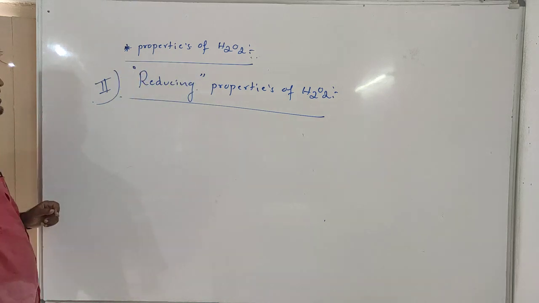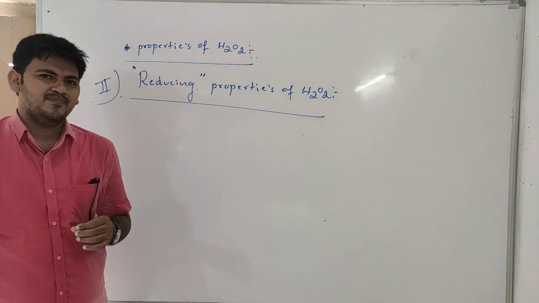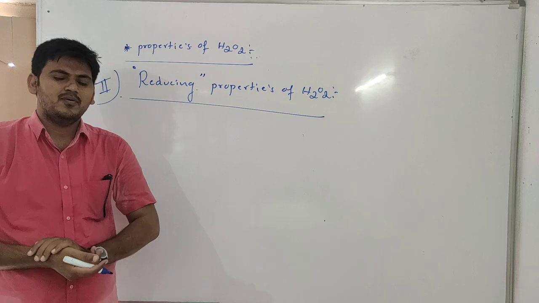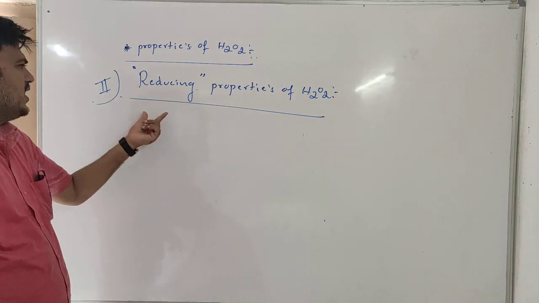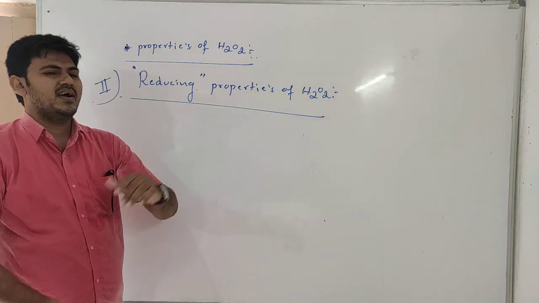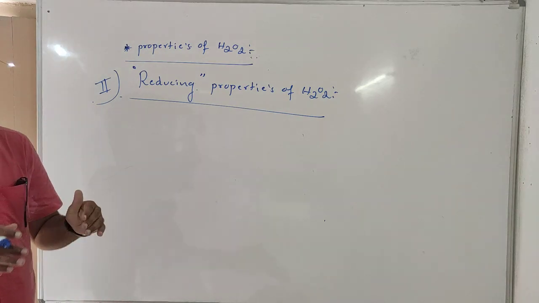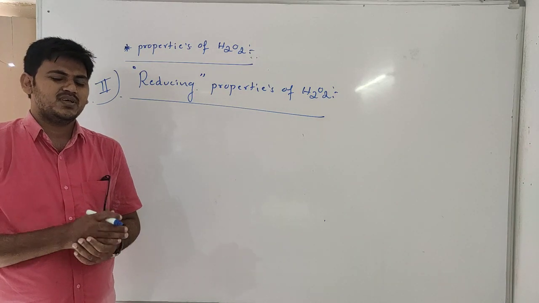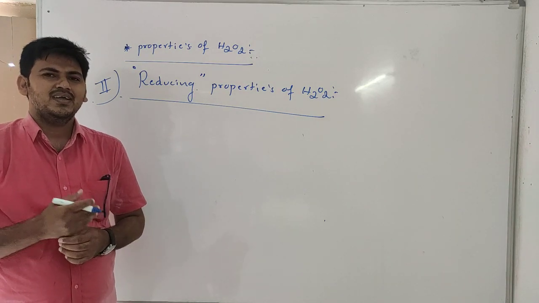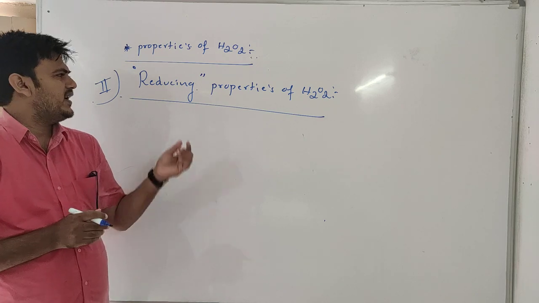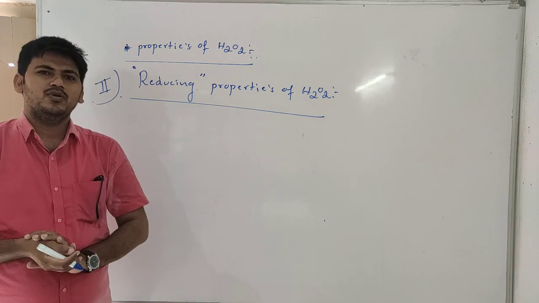So Roman number 1, oxidizing properties of hydrogen peroxide, are already completed in the previous class. And the next one, reducing properties of hydrogen peroxide. Generally, reduction means addition of hydrogen atoms, or removal of oxygen atoms, or decreasing of oxidation state. So heading: reducing properties of hydrogen peroxide.